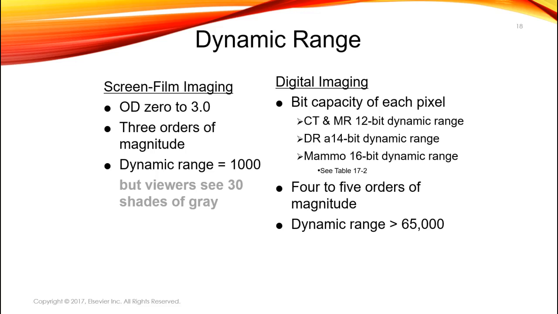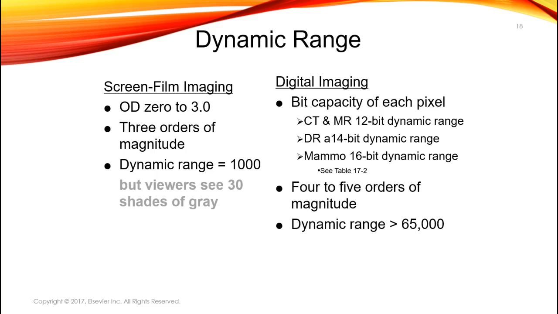And remember, with screen film imaging, you get what you get, okay? You have a single image, and that is it. If it's too dark, you got to redo it. If it's too light, you got to redo it. You get what you get, okay? But with digital imaging, the bit capacity of each pixel helps make up the range of the shades of gray that you're going to see.